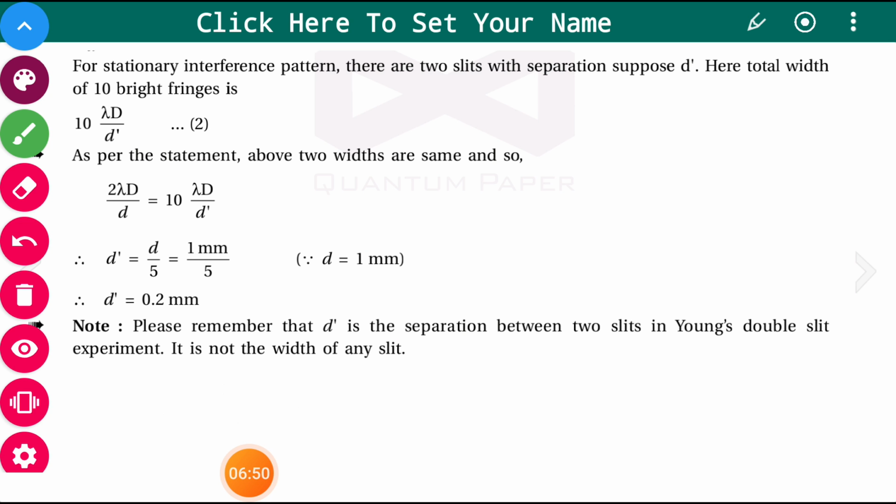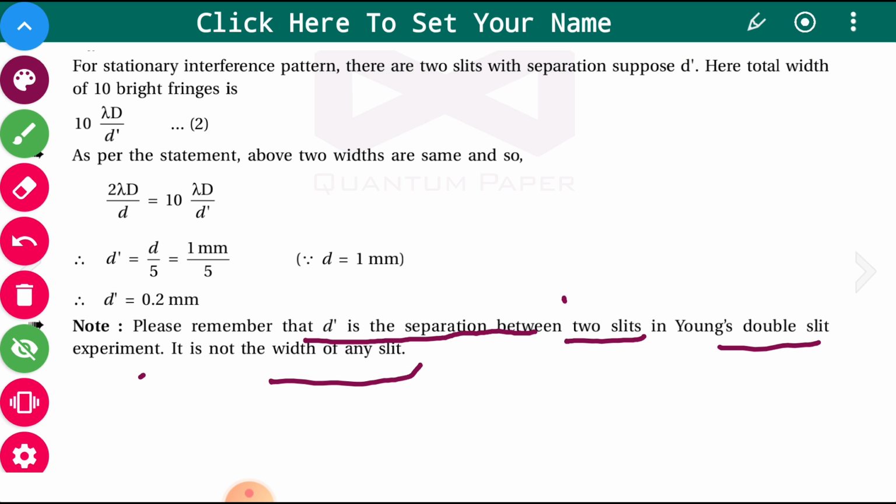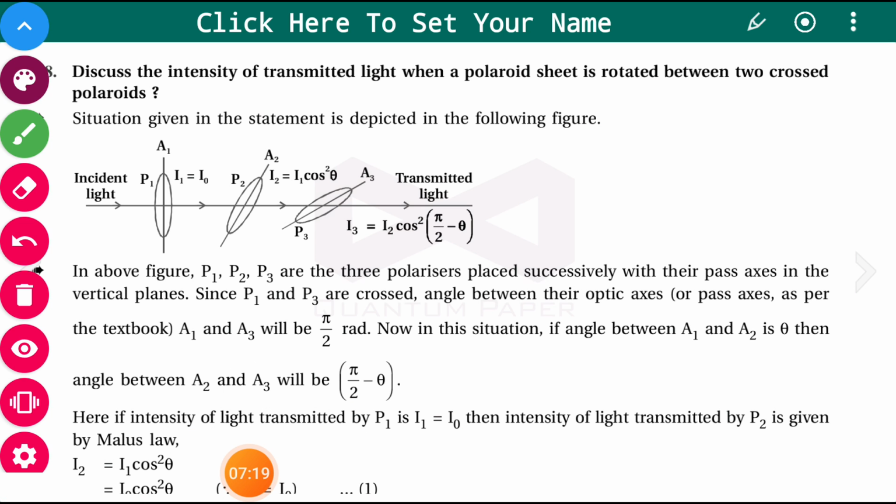Here we have to keep in mind, try to understand, that the value d prime is the separation between two slits in the Young's double slit experiment. It is not the width of any one slit. So d prime is not the width, but it is the separation between two slits in the Young's double slit experiment. This we have to keep in our mind.